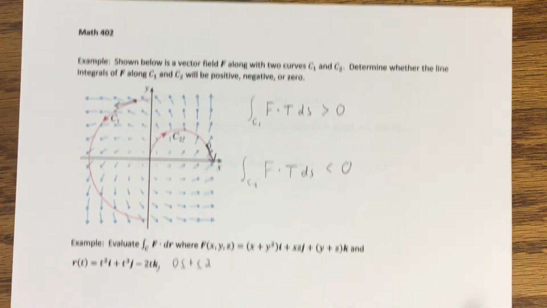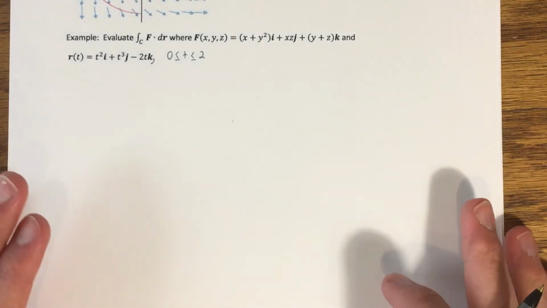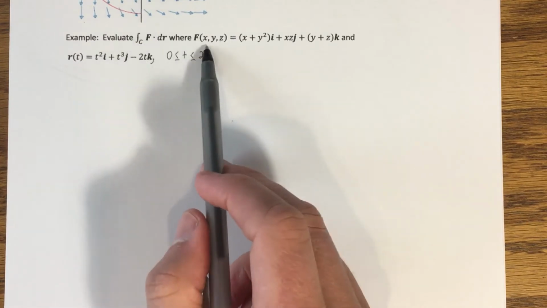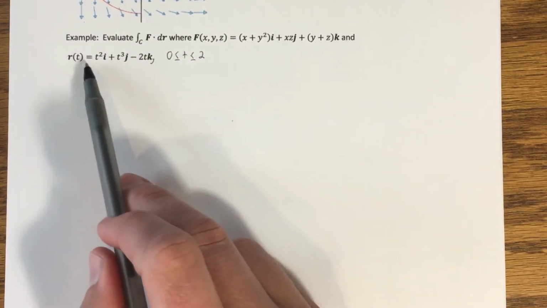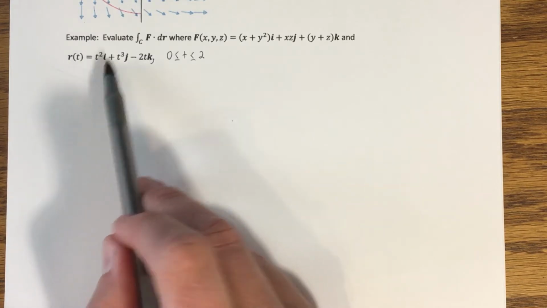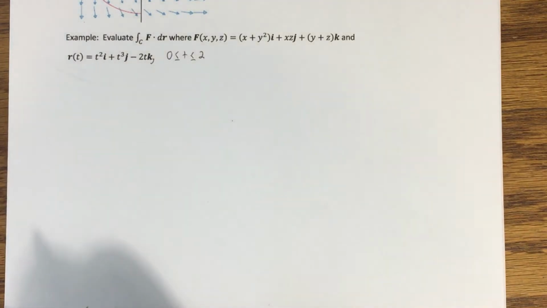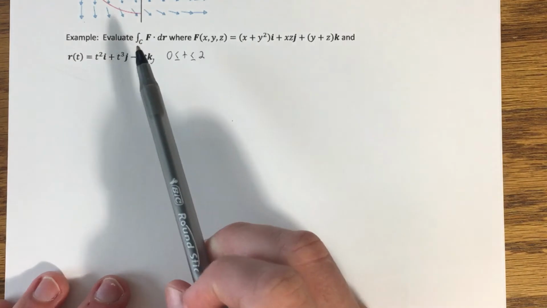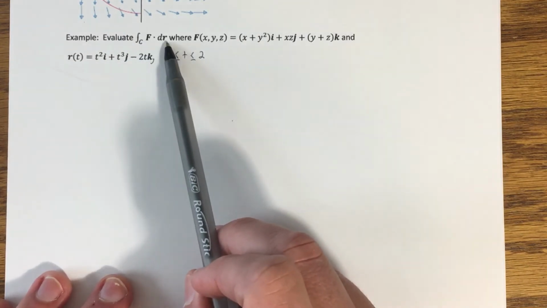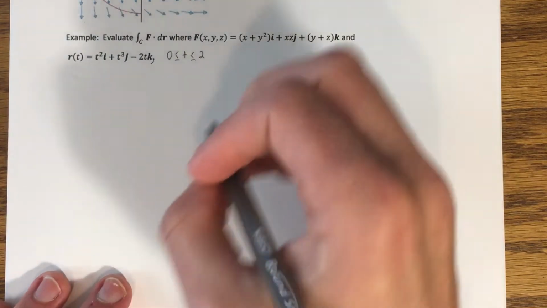Okay. Let's move on to this last example. This one we do have a function that we want to work with, a vector field, and we're given the parameterization for a curve C. This corresponds to the curve C here. So we're going to evaluate F dot dr, and we know from that what we need are a couple of things.